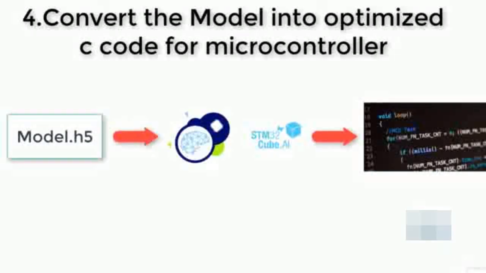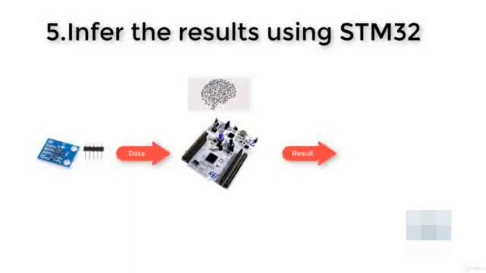And then, in the fourth step, we will convert the trained model into C code by using the ST Microelectronics STM32Cube AI tool. After this step, we can interface the sensors with the STM32 and can integrate the sensor code to the generated C code of the trained model, and then we can feed the live data from the sensors to the neural network inside the microcontroller, which has been already implemented in the generated C code of the model.